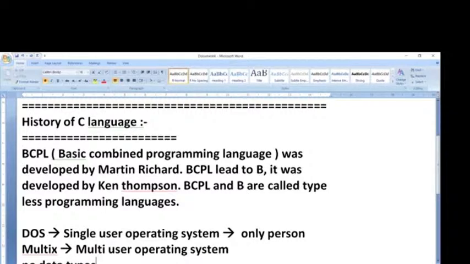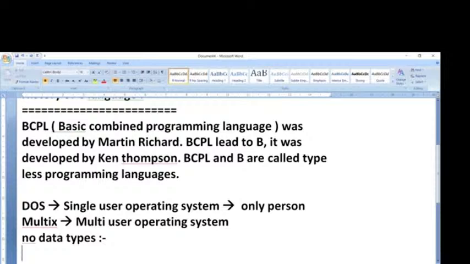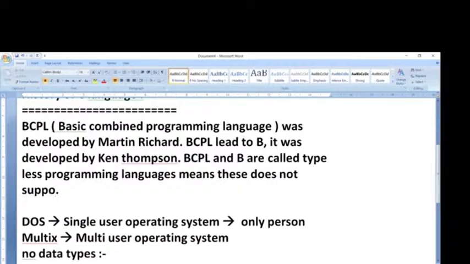Data types means there are so many types in data. Suppose when you go to a cool drink shop, there may be Thums Up, Pepsi, Coca-Cola, Sprite, Mirinda. What are these? These are the types of drinks. In the same manner, we have some types in data also. Those are called data types. These two programming languages don't support data types. So these two are called typeless programming languages.